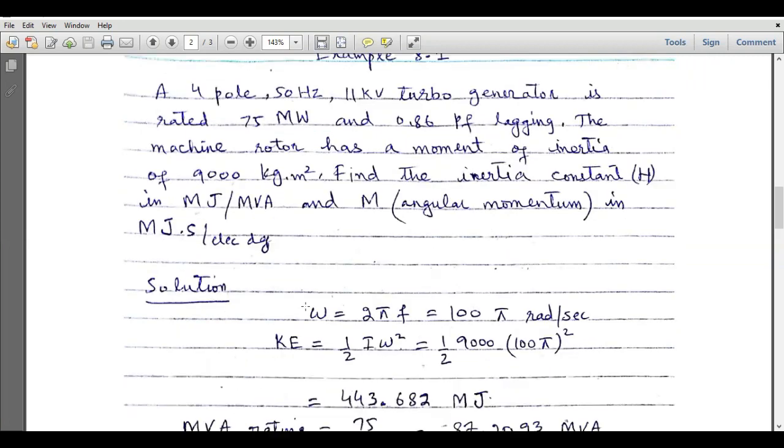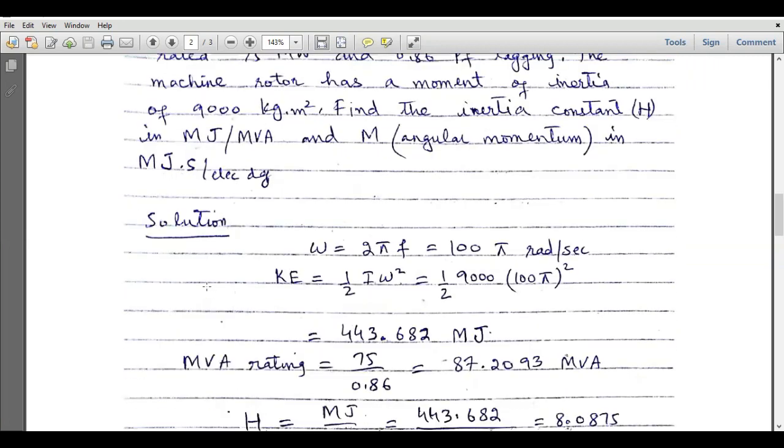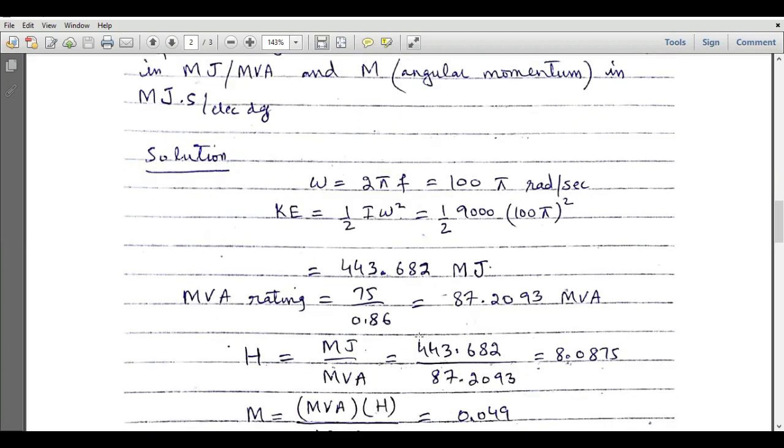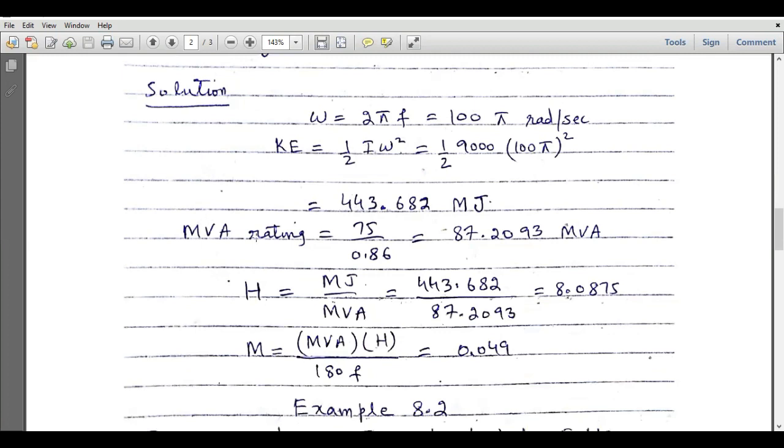electrical degrees. So let's solve this example, and first we will evaluate the angular frequency or angular velocity, which is equal to 2 pi f, and that will be equal to 100 pi radian per second. Now kinetic energy is equal to half J omega square, where J is the moment of inertia, so that will be equal to 443.682. The MVA rating is equal to megawatt divided by power factor, and that will be equal to 87.2093 MVA.